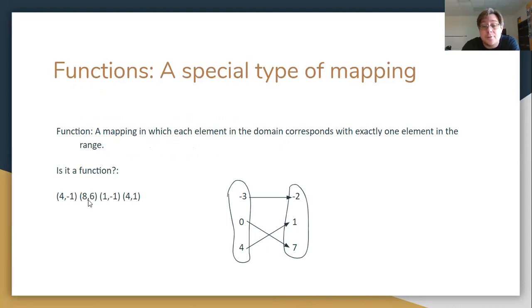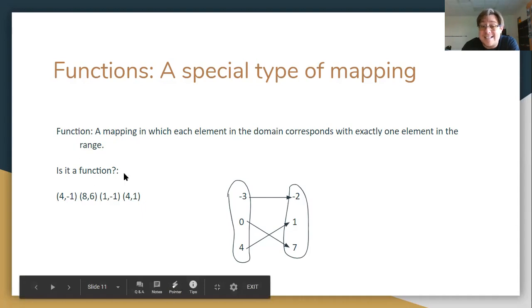We have 4, -1, 8, 6, 1, -1, 4, 1. Well, we have the input 4, and 4 is going to -1, but 4 is also going to 1. So that's one input, 4, with 2 different outputs. So this is not a function.